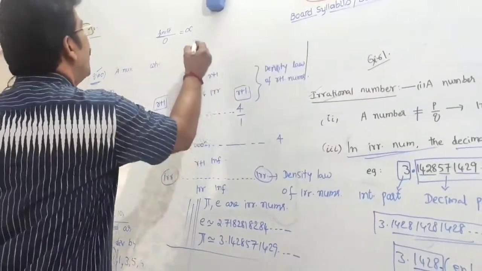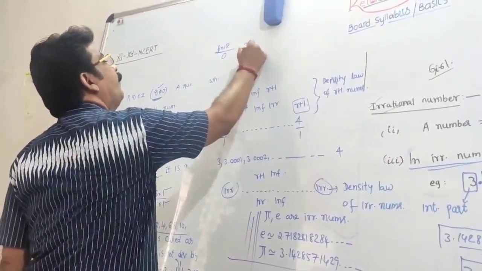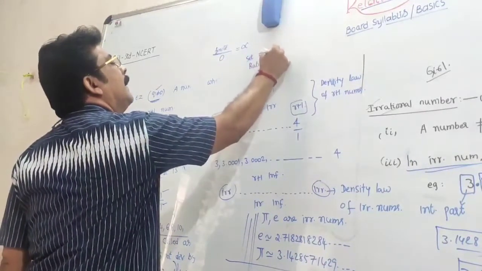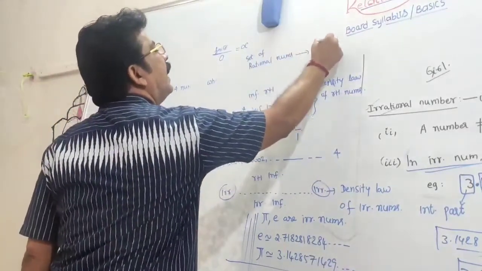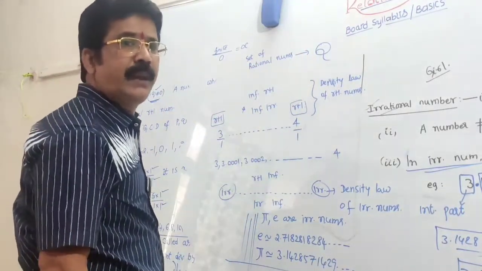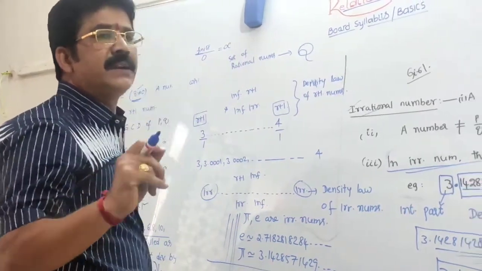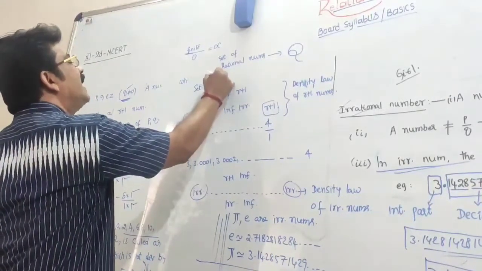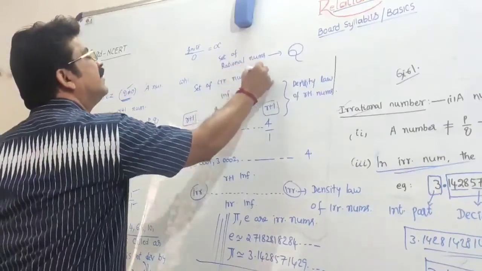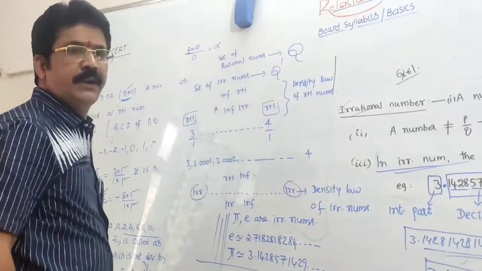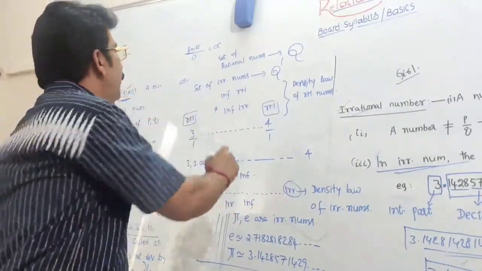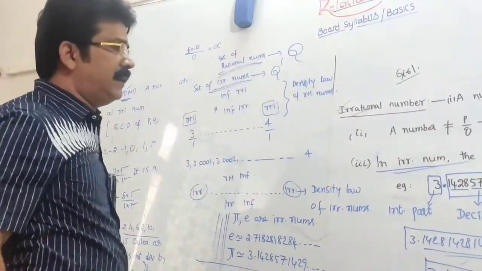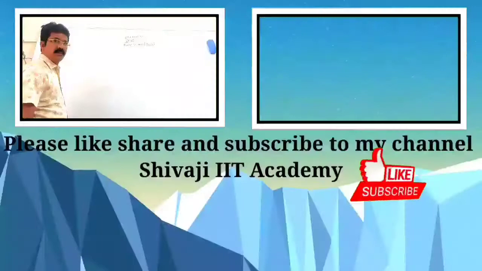Okay, actually the set of rational numbers is denoted by Q. Q means it is the set of rational numbers. Next, the set of irrational numbers is denoted by Q dash. Q dash stands for the set of irrational numbers. Q stands for the set of rational numbers. Understand? Next.